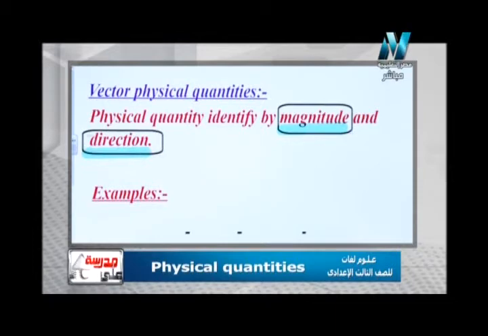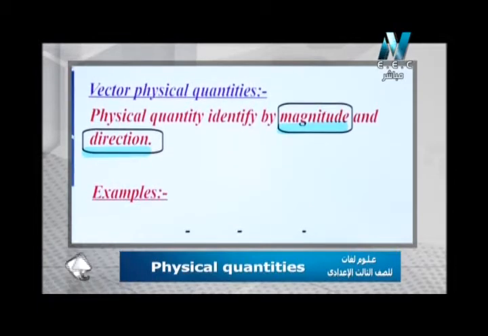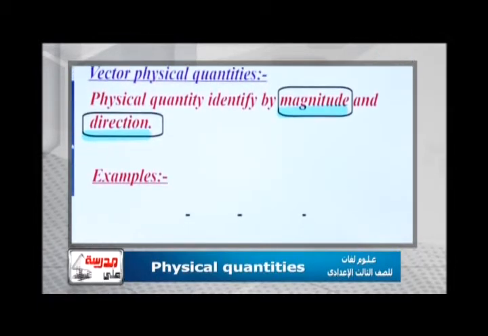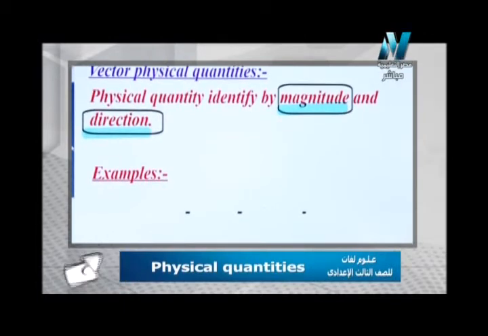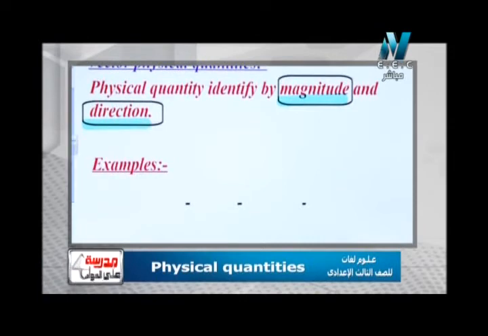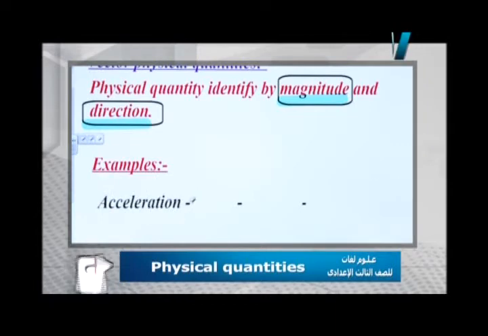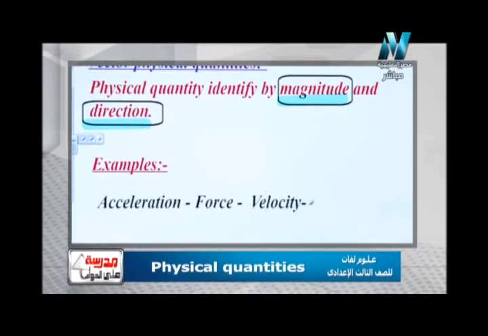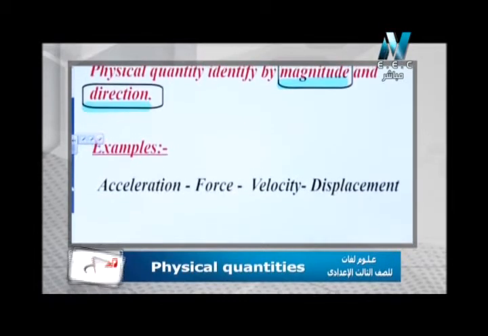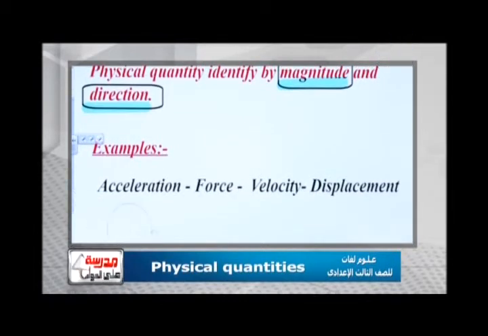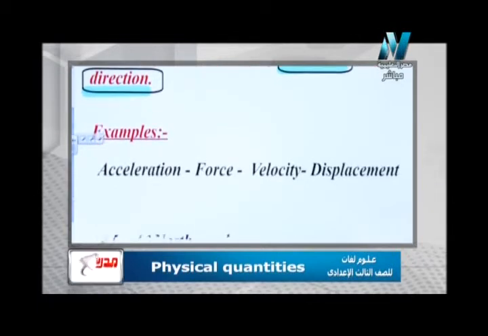As we have many examples here, maybe we couldn't differentiate between them in first prep. في أولى إعدادي ما كناش قادرين نفرق ما بينهم, but in third prep we should differentiate between these physical quantities and the scalar physical quantities. لازم نفرق ما بينهم. For example, we have acceleration, force, velocity, displacement. All these physical quantities are called what? They are called vector physical quantities, which means identified by magnitude and direction.